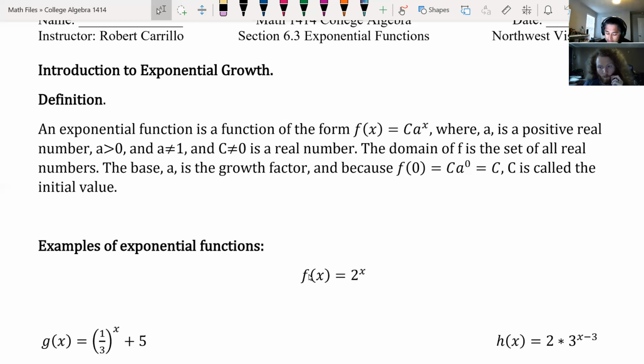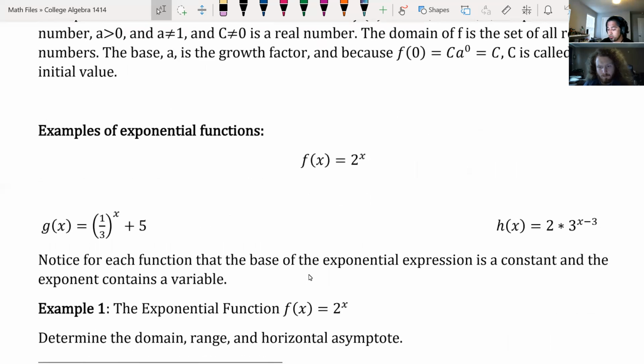Okay, so examples of exponential functions, which are below: f of x equals 2 to the x, g of x equals 1/3 to the x plus 5, and h of x equals 2 times 3 to the x minus 3. We notice that for exponential functions, the exponent is a variable and the base is a constant. The base is a number. So these are exponential functions.